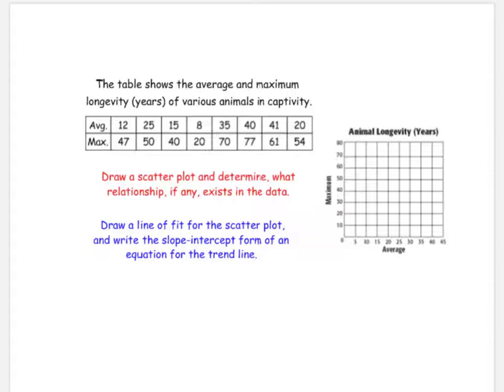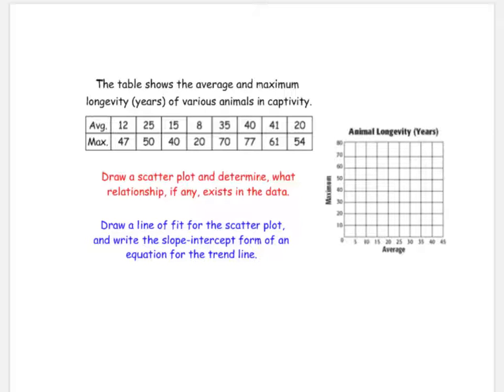So the first thing we want to do is draw a scatter plot. If you notice, I already have my scatter plot labeled with a title, animal longevity in years, and I have my x and y axis labeled and numbered. My x-axis is labeled average, numbered by 5s, and my y-axis is labeled maximum, numbered by 10s. So I want to put points on those locations on the grid.